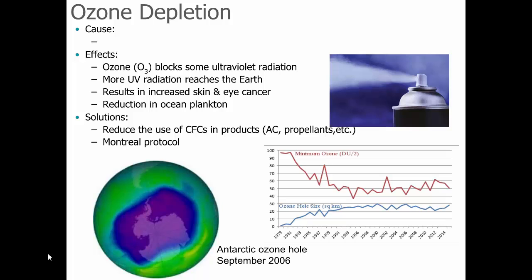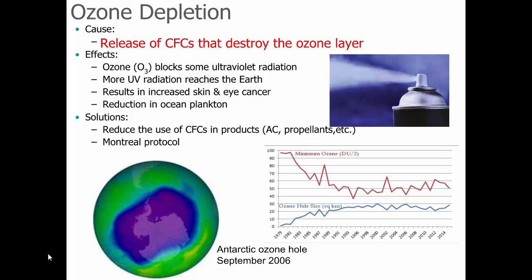The problem here is that we produce certain chemicals that damage and destroy the ozone layer. The main chemical that does this is called chlorofluorocarbons, CFCs. They were once used much more often than they are today, but they were used as propellants in aerosol cans, spray cans. They're used in refrigeration systems, air conditioners, refrigerators, freezers, things like that, and other products.